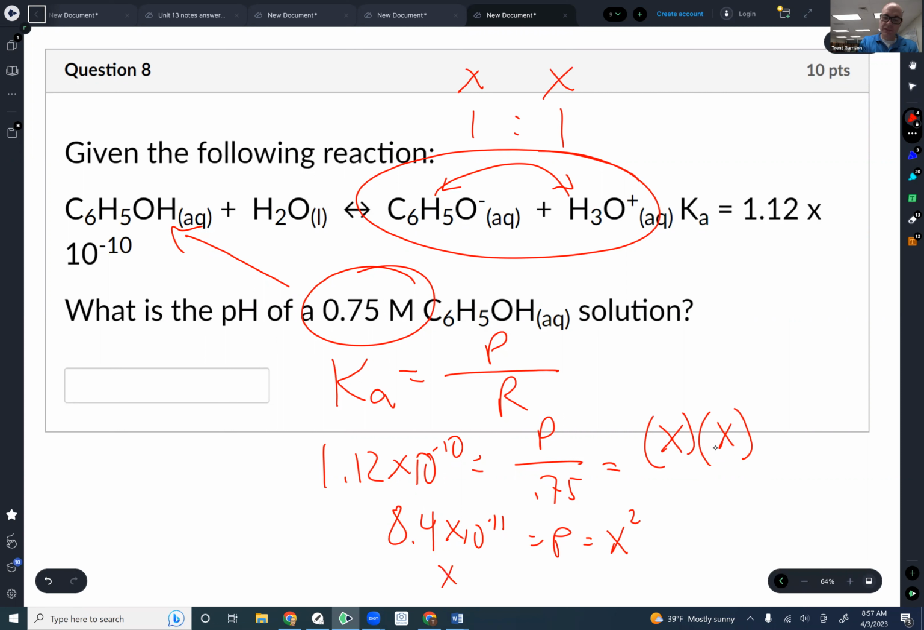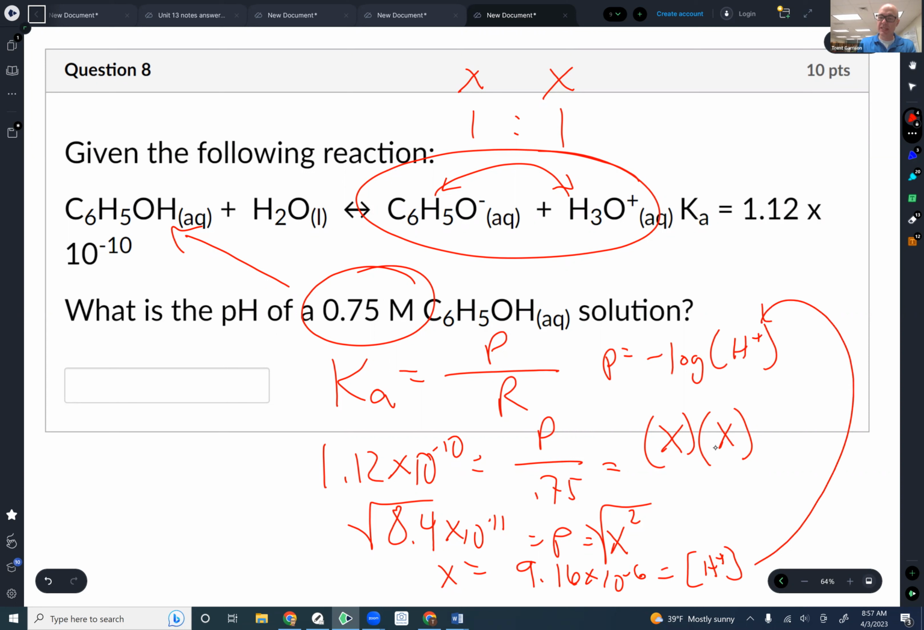To solve for one of the X's, we're going to need to take the square root of both sides. So I will take the square root of that 8.4 times 10 to the negative 11, and I will get 9.16 times 10 to the negative 6. Now that is just my hydrogen ion concentration. So now I have to take that and put it into pH equals negative log of the hydrogen ion concentration. So I'm going to do negative log of that value we just got, and what I end up with is 5.03 or 5.04. And it's close enough.